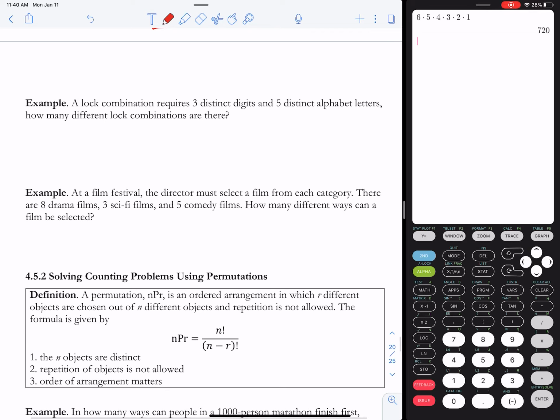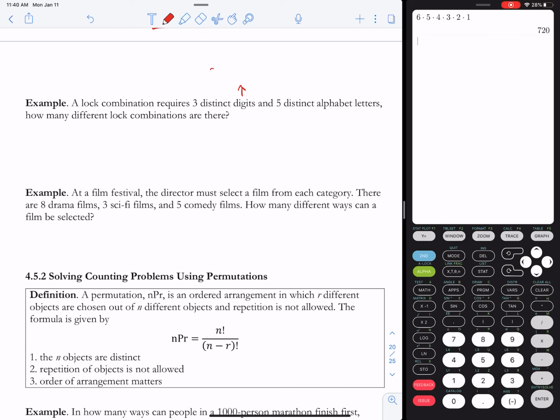Now we're looking at another example. A lock combination requires 3 distinct digits and 5 distinct alphabetic letters. How many different lock combinations are there? Okay, just to kind of give a quick example of what a digit is.